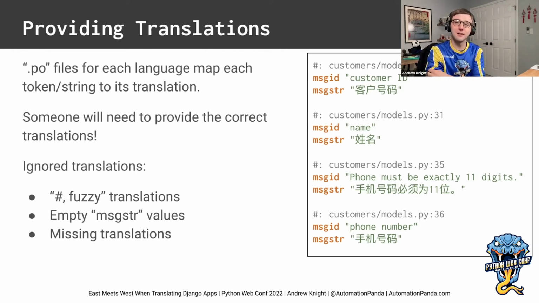Also, there will be ignored translations. Anything that is marked as fuzzy in a comment is ignored when translation happens. If you have empty message string values, quote, quote, when Django renders your page, it's not going to translate that for you. It's not going to leave it blank. It'll leave it in the original language. And also, if you have any missing translations, let's say you marked a string for translation in your app, but it didn't appear in a language file, again, Django basically does a no-op. It leaves the string the way it was.